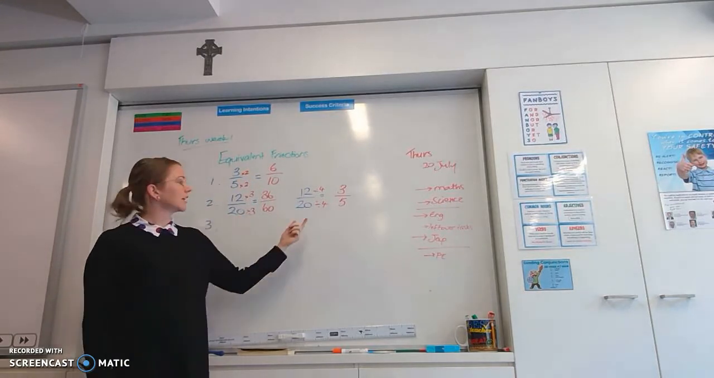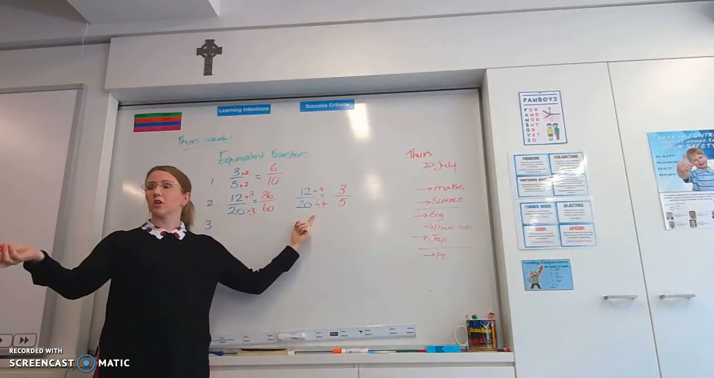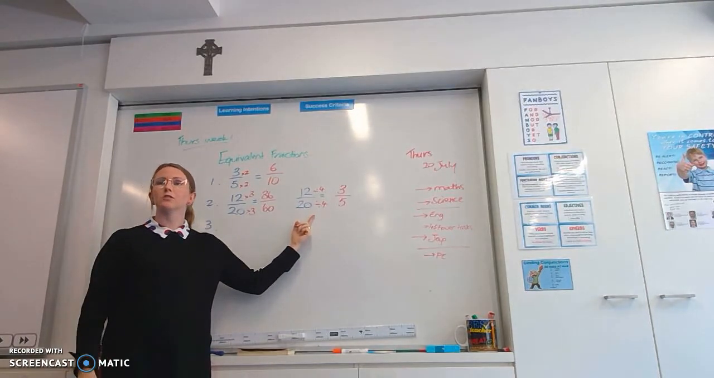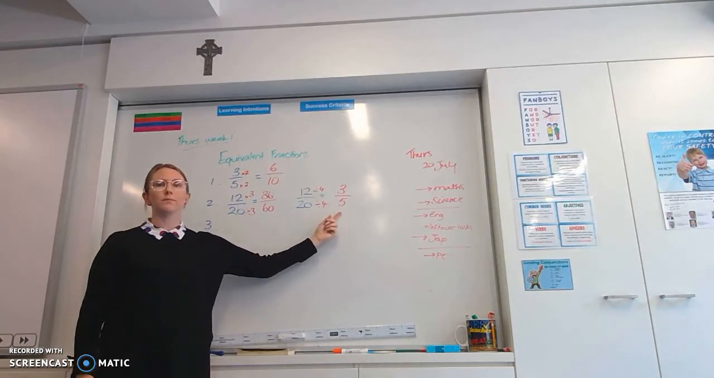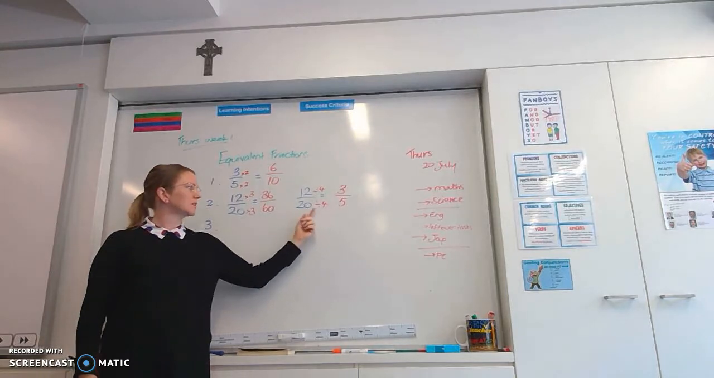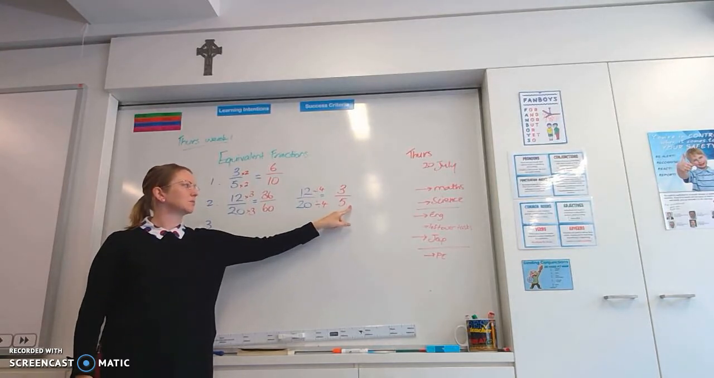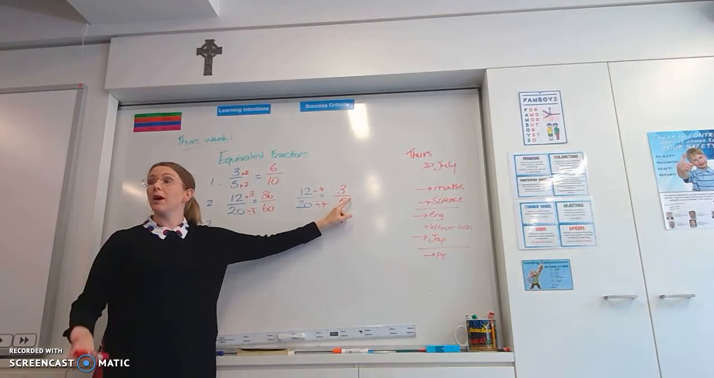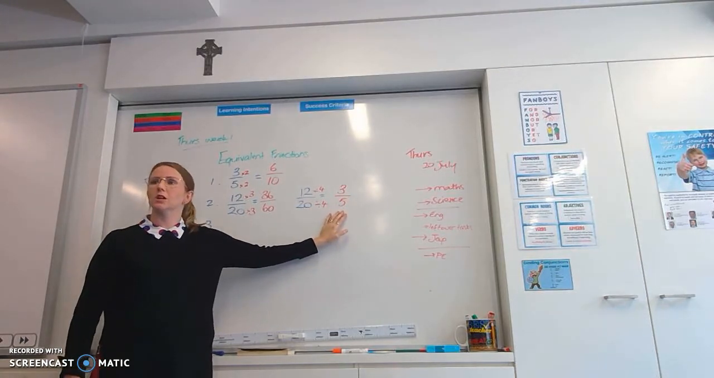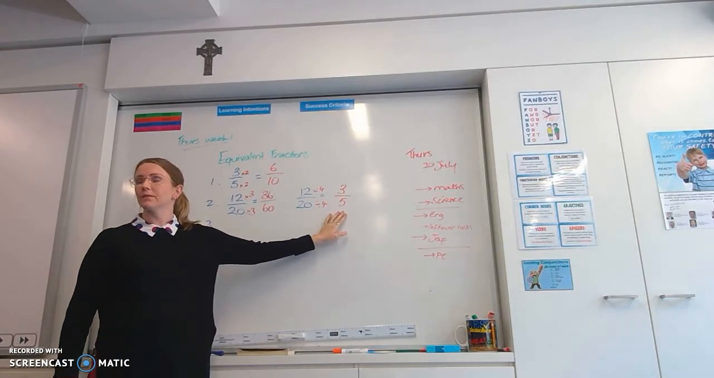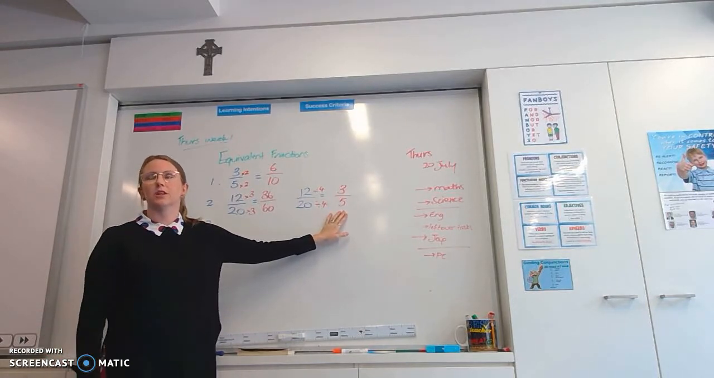So what we've actually done here, which is our next topic, is we have simplified this down to its lowest form, kind of by accident. That means that I can't make this number any smaller, and they're prime numbers anyway. So by accident we've made this as small as possible. That's called simplifying to its lowest form.